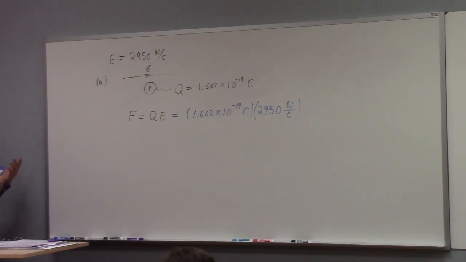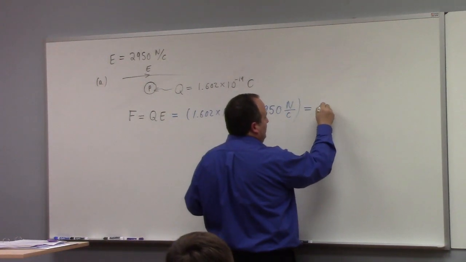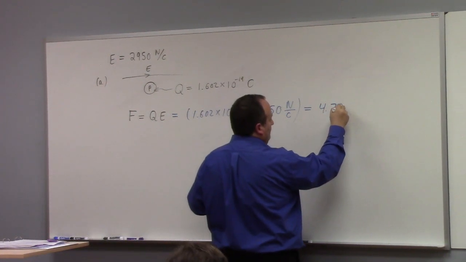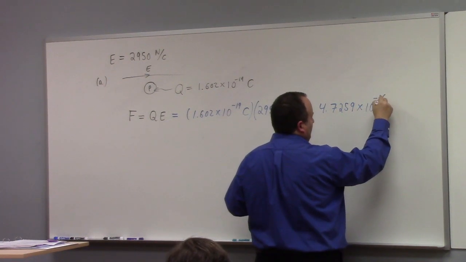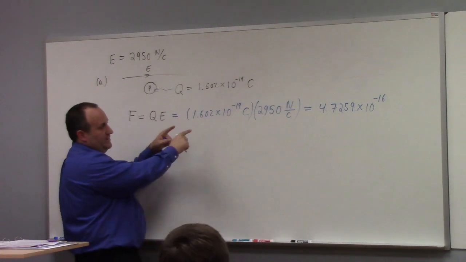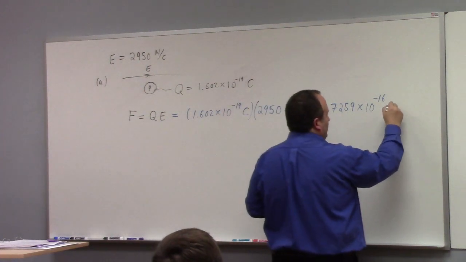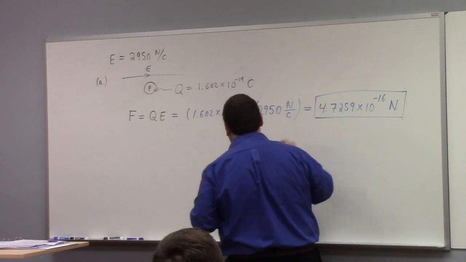Anyway, there you go. This is charge times the electric field gives us the force, right? And whatever that works out to. All right. Tell me that again. 4 point what? 725. Uh-huh. Times 10 to the negative 16. And what are the units on this? Newtons. There you go. So that's a force, right? I know, the force is everywhere. There we go.